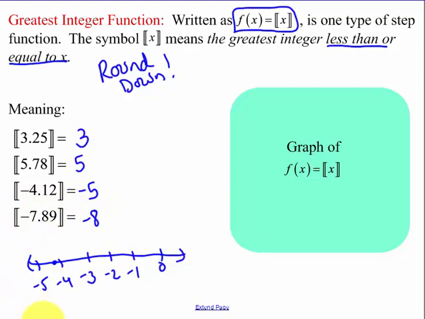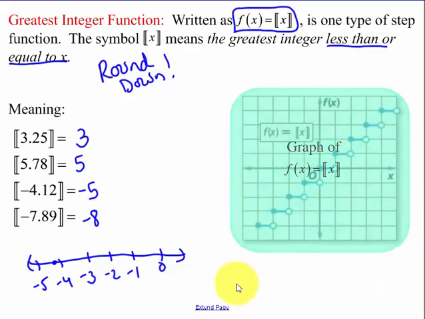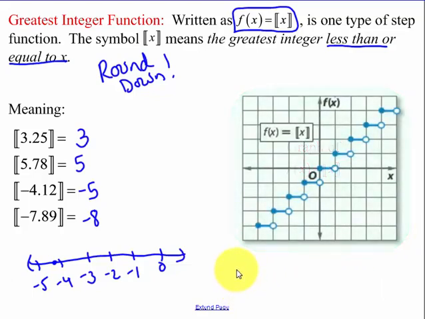So what does that graph look like? The graph looks very different from something we've ever seen before. Okay, what they are, they're little bars. And it's a step function. So all of these are possible values. When you look at that, I have a closed hole at 0 because it's the greatest integer less than or equal to 0. So anything from 0 to 1, but not including 1, is going to round down to 0. So that's why it's a little bar.